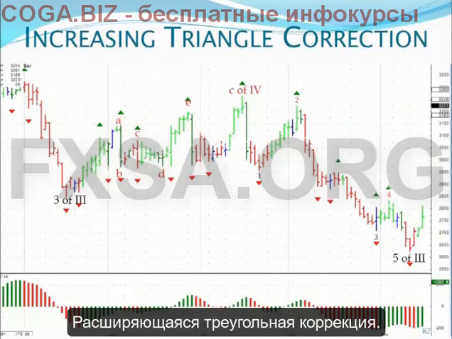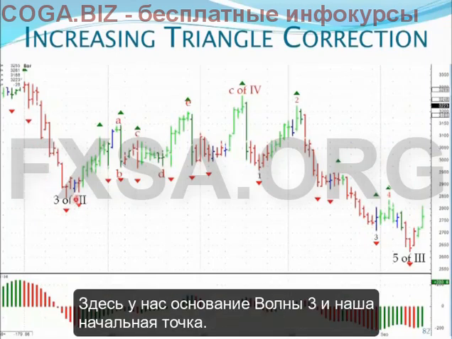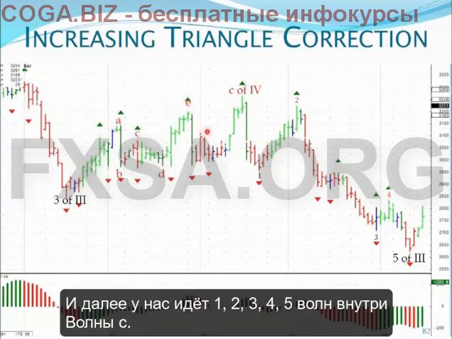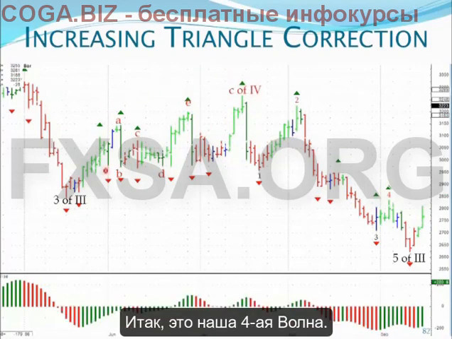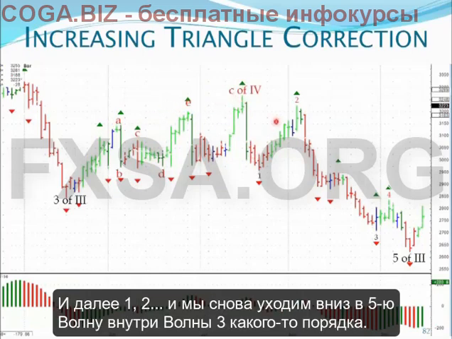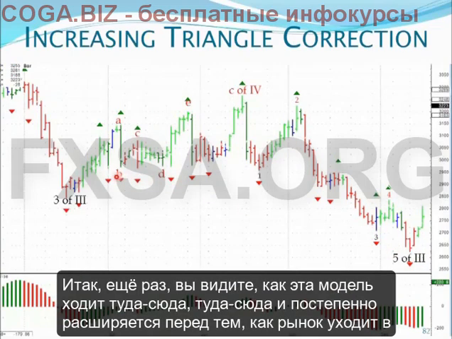An increasing triangle correction. Now here we have the bottom of a 3, so we have a starting point. A, B, C, D, E. And then we go 1, 2, 3, 4, 5 of the C wave. So here's our fourth wave with a kind of increasing pattern here as we hit the top with our C wave being taller than the A. And then a 1, 2, and we head back down 3 for a fifth wave of some degree. So again, you'll see this pattern going back and forth, and kind of increasing before the market actually takes off for the next trend move.